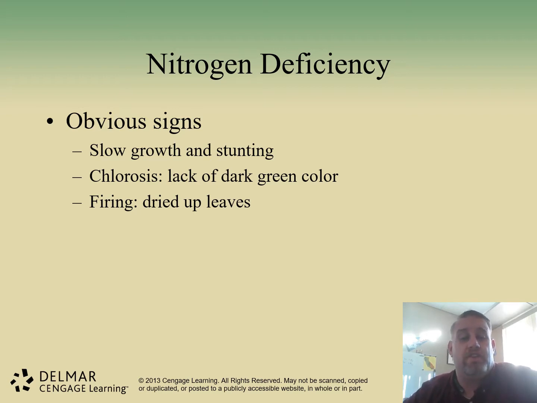So what does a nitrogen deficiency look like? These are slower growth, stunting, and chlorosis. Chlorosis basically is the dying back of leaf tissue, and so this will be a yellowing of the leaf. And then firing, which is basically the drying up of leaves, and this will happen on the older leaves as opposed to the new leaves. The plant starts to sacrifice older leaves if it has a lack of nitrogen.